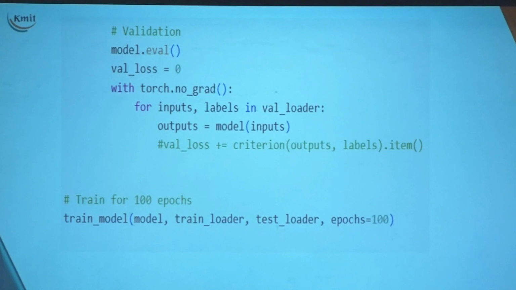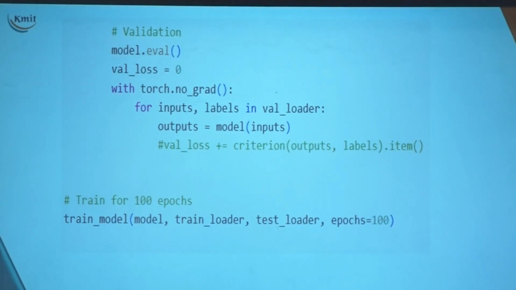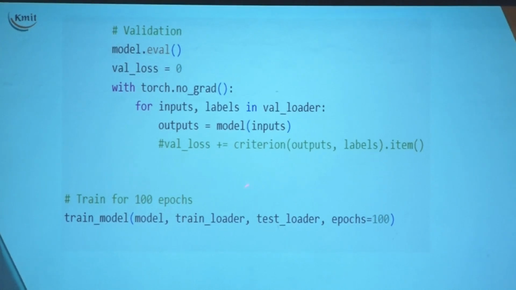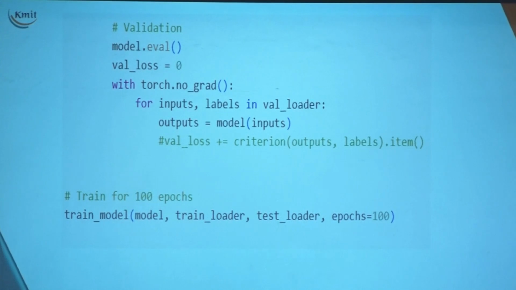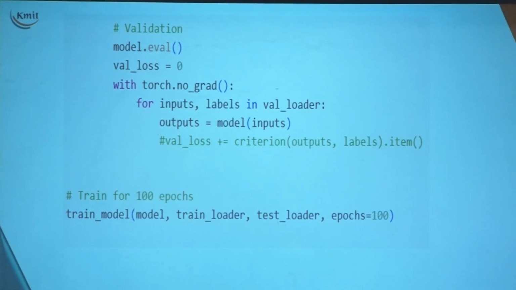Now let's apply that to our model. Here I am using the train model function which I just wrote, passing train loader and test loader, which are my training and testing data sets that I created using data loader. I am setting the number of epochs as 100. It is again user specific. Based on the epochs, there will be a change in the amount of loss that has been calculated.